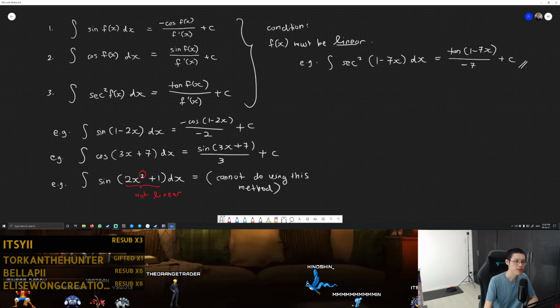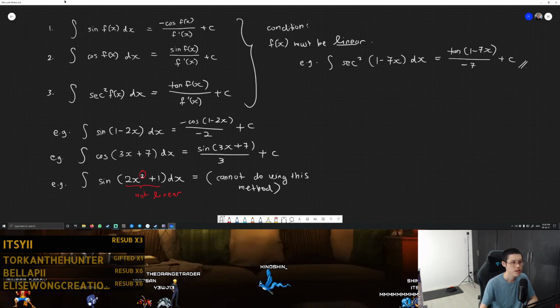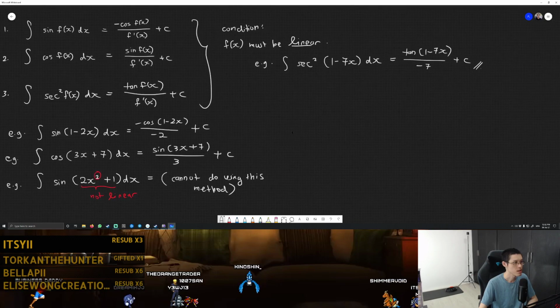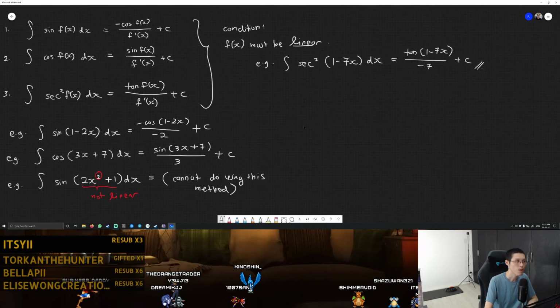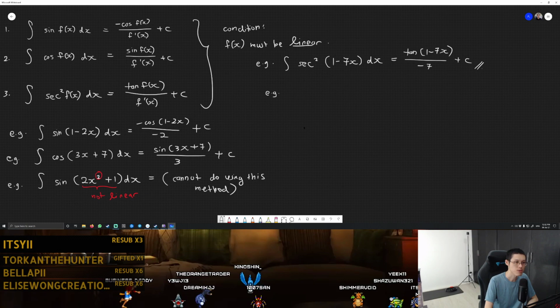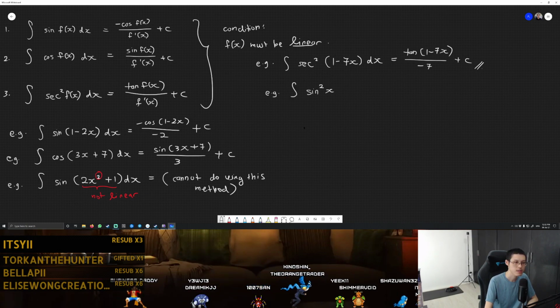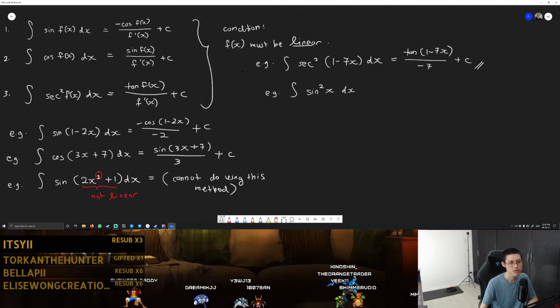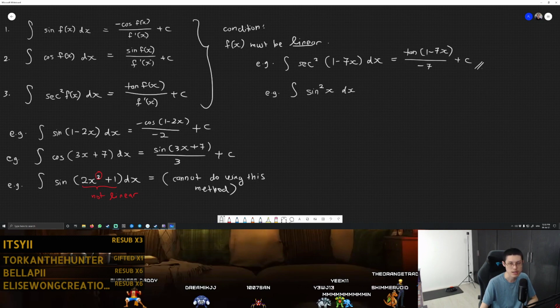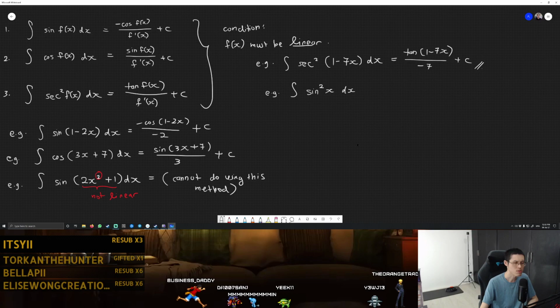Now to show you something a bit trickier, let me just move this here a little. So what if they were to ask you to integrate sine squared x? We know how to integrate sine x. We just get negative cos x. But if they ask you to integrate sine squared x, what do you do?